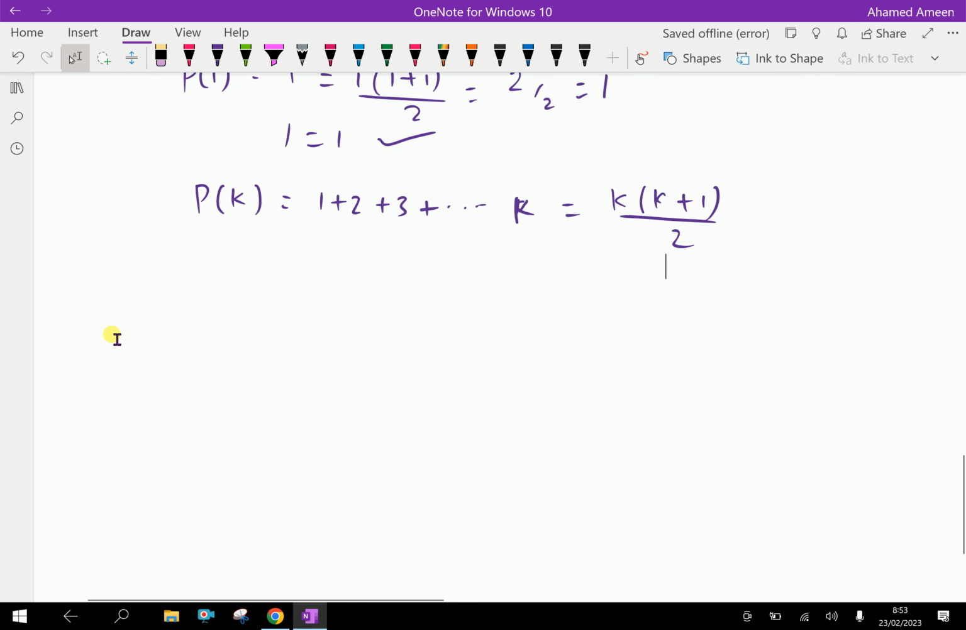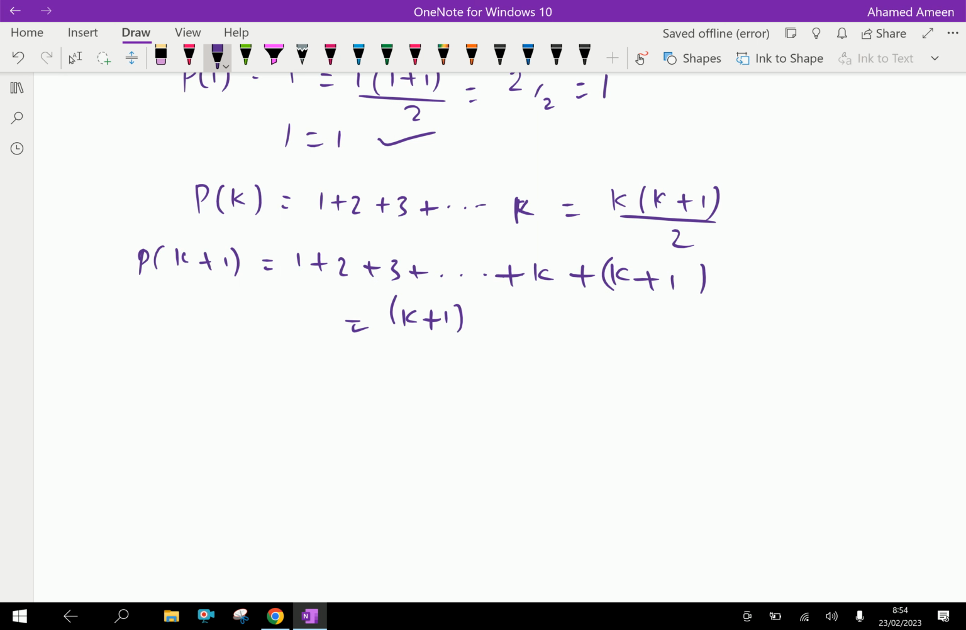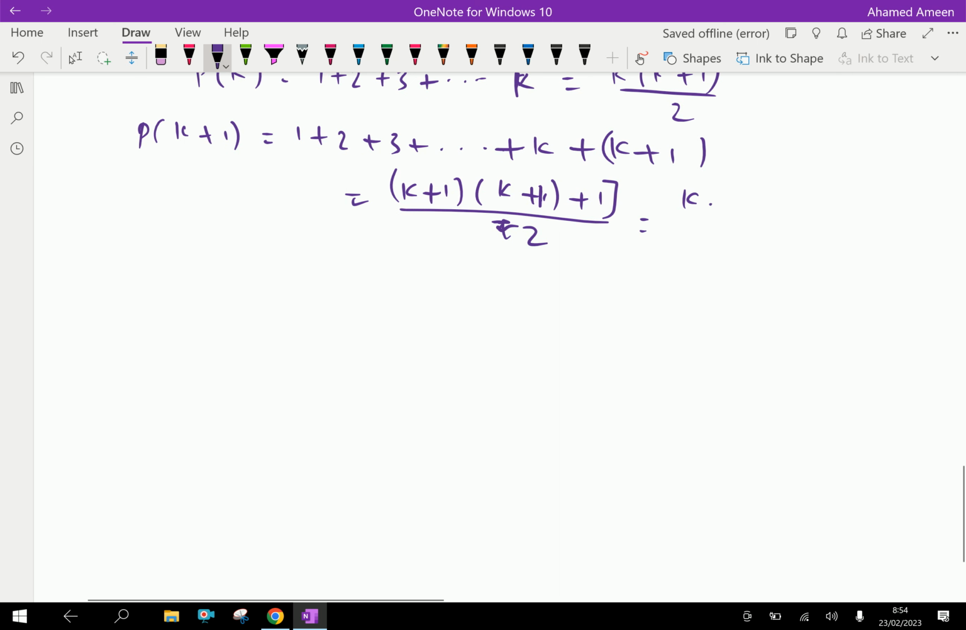Look here. P of k plus 1 is 1 plus 2 plus 3 continuing up to k plus 1, which is equal to n into n plus 1 by 2, where n is k plus 1 and n plus 1 is k plus 1 plus 1, by 2, which is equal to k plus 1 into k plus 2 by 2.